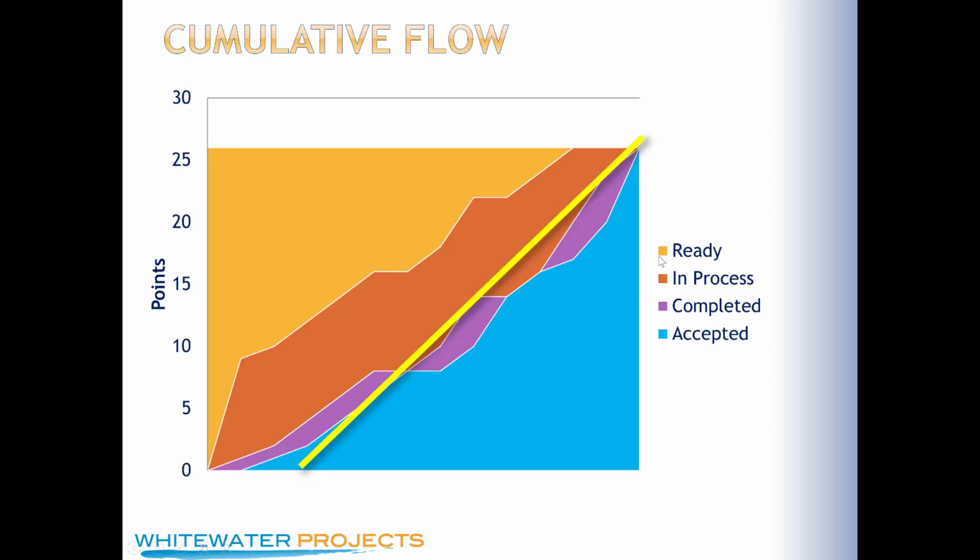So here we see the work that is ready. This is the total number of points that the feature or product has in it. At the beginning of the sprint, or at the beginning of the effort, all of those points are in ready. In the first sprint, they took on about 8 points worth of work, and they completed, see, this is the completed line, they completed 1 point worth, maybe 2, but none of it was accepted.